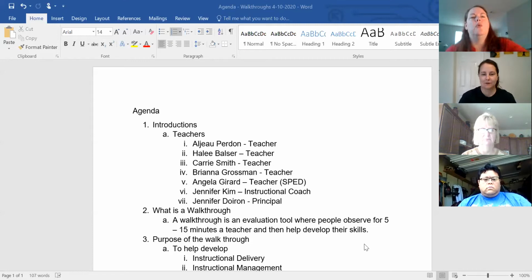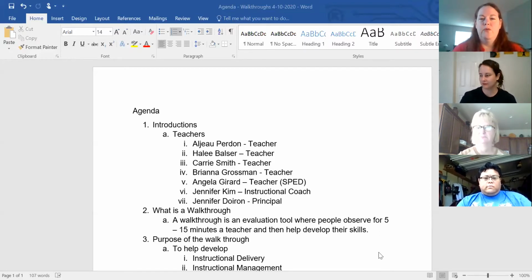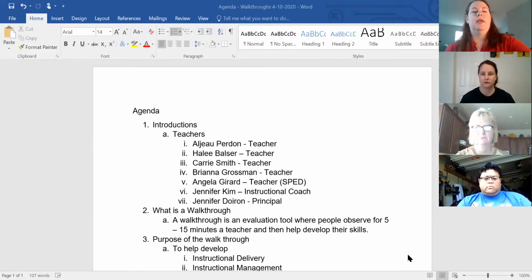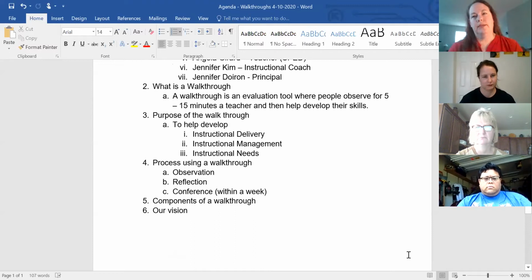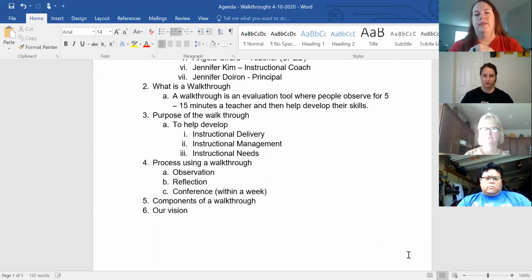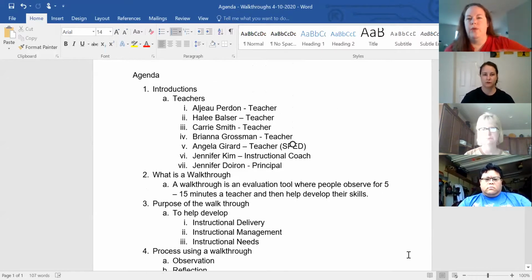Here's our agenda. Can everyone see the agenda? Okay. First we're going to introduce everyone, and everyone will introduce themselves. Then we're going to talk about what a walkthrough is, the purpose of it. Then we'll talk about the process, what I would like a walkthrough to really look like at our school. And then we'll talk about the components that we want to encase into the walkthrough. And then we'll end with our vision on what we really want this to look like. Then I will be putting it together, and we will be able to relook at it at another date. Okay. So why don't we start off with everyone introducing themselves.